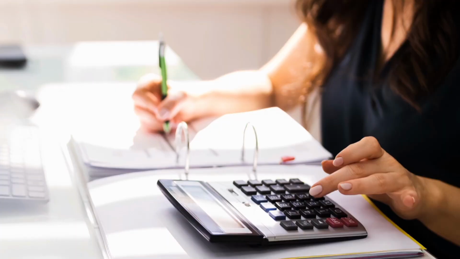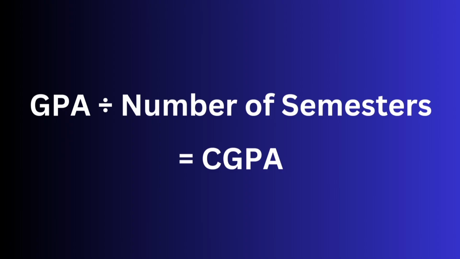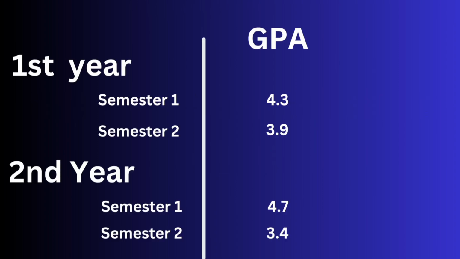To calculate your CGPA, you add all the GPAs of the semesters together and then divide by the number of semesters. Let's take, for example, what you have on the screen. First year, first semester, you have a GPA of 4.3. Second semester, 3.9 GPA. Then for second year, first semester, 4.7 GPA. Then the second semester, 3.4 GPA. So this puts it at a total of 4 semesters.